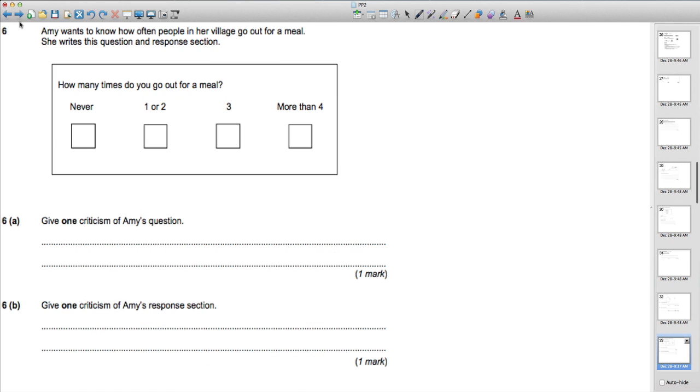And you're done. Question 6. Amy wants to know how often people in the village go out for a meal. She writes a question. How many times do you go out for a meal? Just reading that before you read the question. If you were asked how many times do you go out for a meal, you would say, well, what, in a week, in a month, in a year, in a decade? So there is no time frame. So a criticism of Amy's question is that there is no time frame, as I said before.